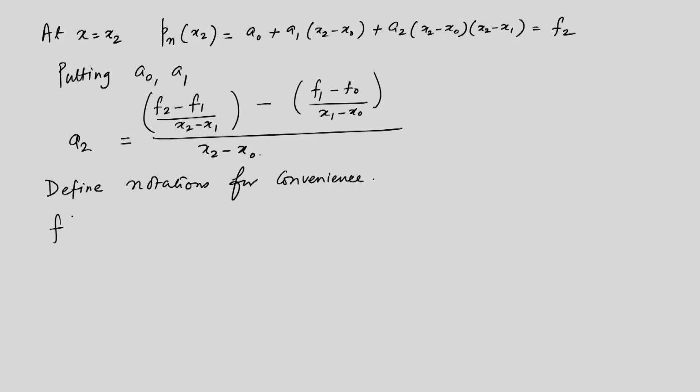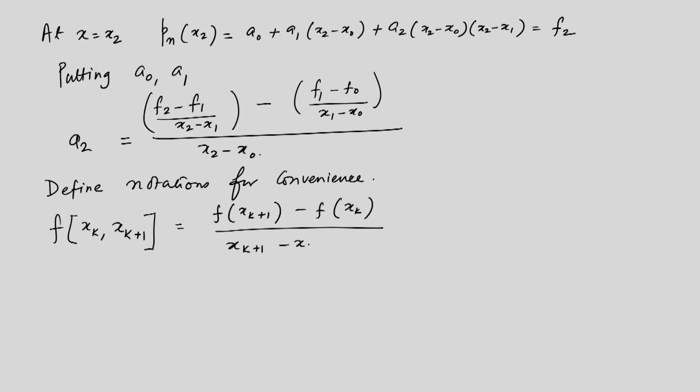We call it f of x, we write it in square brackets x k plus 1, because we are always talking about the difference in the values of the functions at two points. So this we can call f of x k plus 1 minus f of x k, divided by x k plus 1 minus x k.